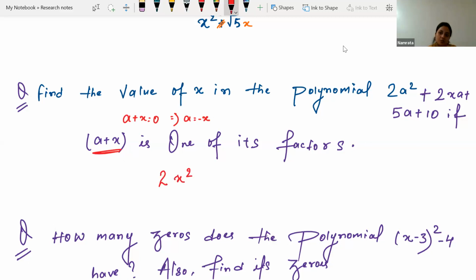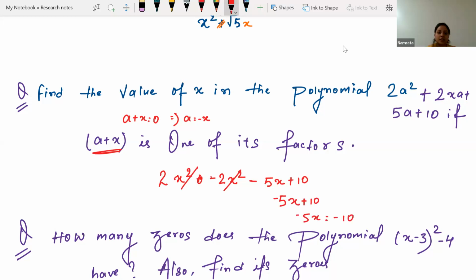So it will become 2x square, then minus 2x square, and then negative 5x plus 10. Since it's 2x squared minus 2x squared, we can cancel them. So it's going to be minus 5x plus 10. So minus 5x will equal minus 10.